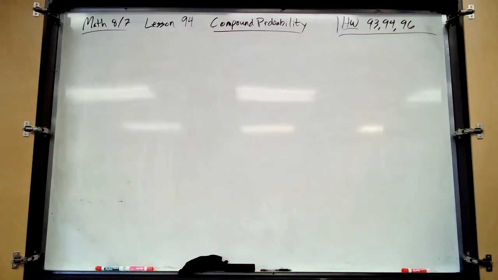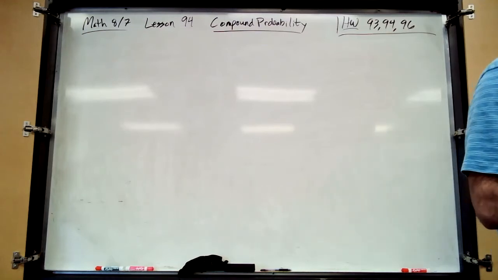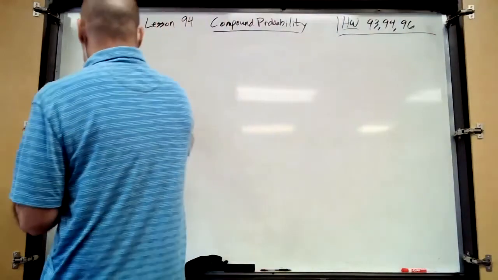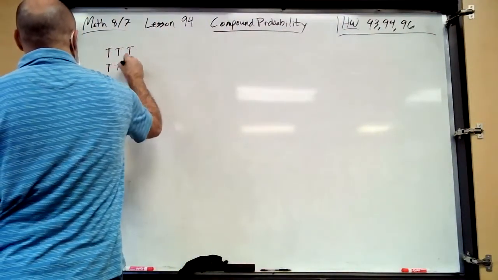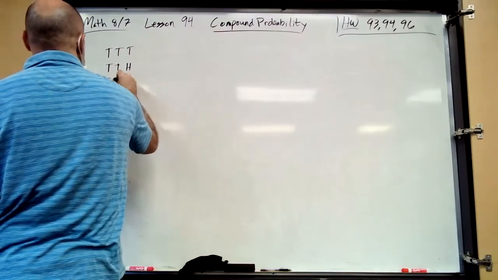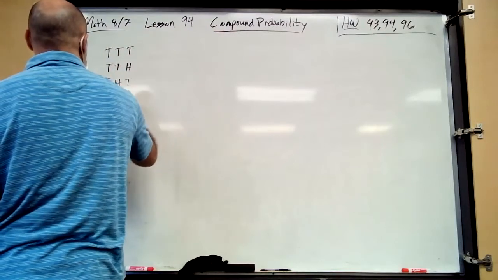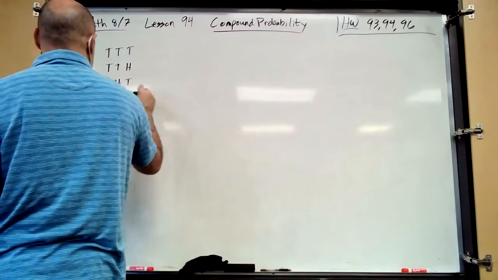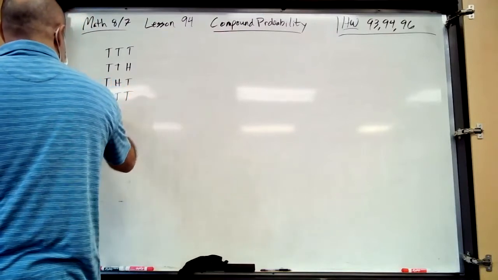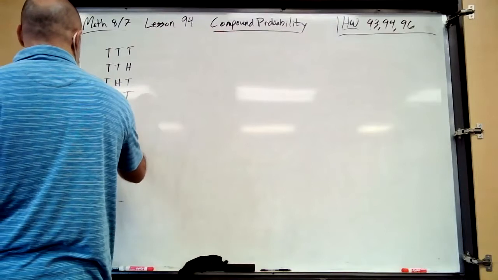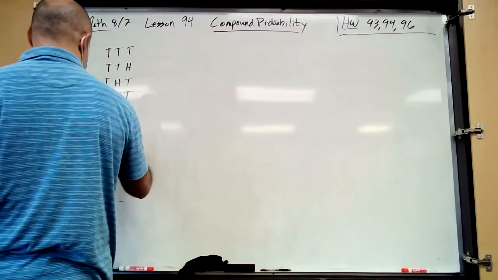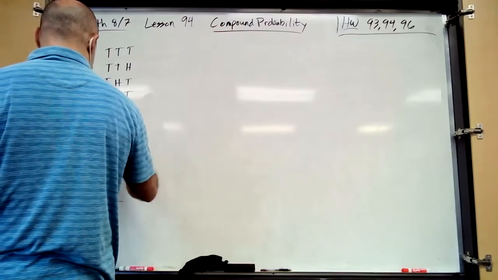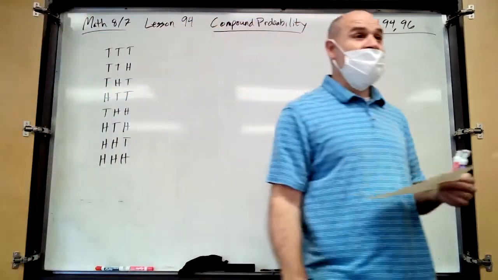Well, how many different possibilities are there of flipping a coin 3 times? You could do tails, tails, tails, right? You could do tails, tails, heads. You could do tails, heads, tails. You could do heads, tails, tails. You could do tails, heads, heads. You could do heads, tails, heads. You could do heads, heads, tails. And then you could do heads, heads, heads. How many different possibilities is that?